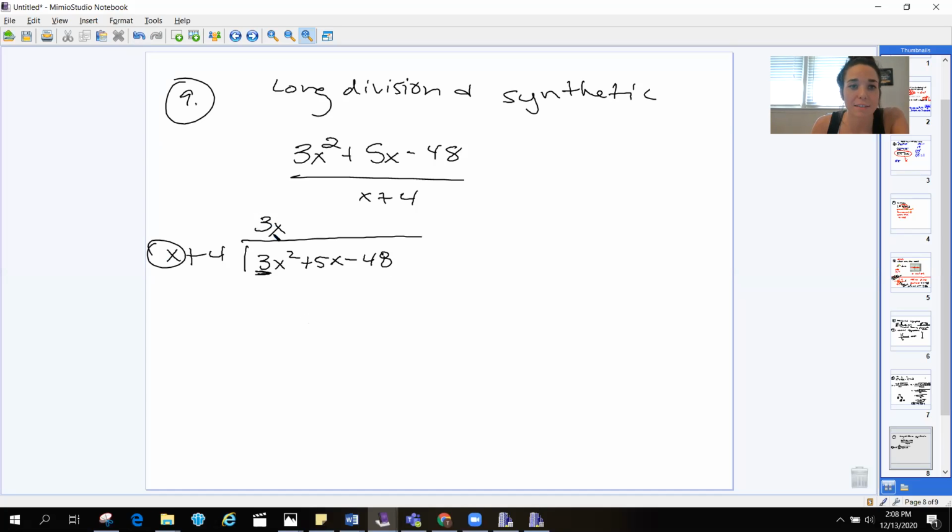So then you're going to take this and multiply by everything on the outside. So 3x times x gives me 3x squared. 3x times 4 gives me 12x. And now I'm going to change my sign and draw my line. So I'm going to subtract. And so when I take 3x squared minus 3x squared, that cancels. And 5x minus 12x is going to give me -7x.